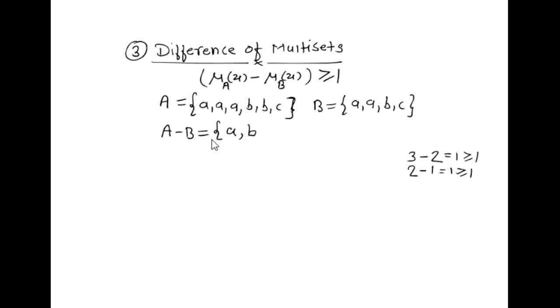So B. And now what about element C? Element C appears once in set A, and its occurrence is once in set B. So 1 minus 1 gives you 0. 0 is not greater than or equal to 1. Hence we cannot include the multiplicity of element C in the set difference. So A minus B will be A, B.